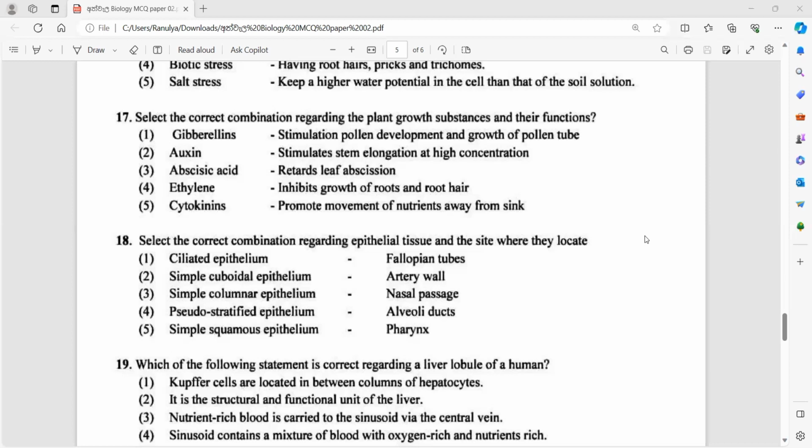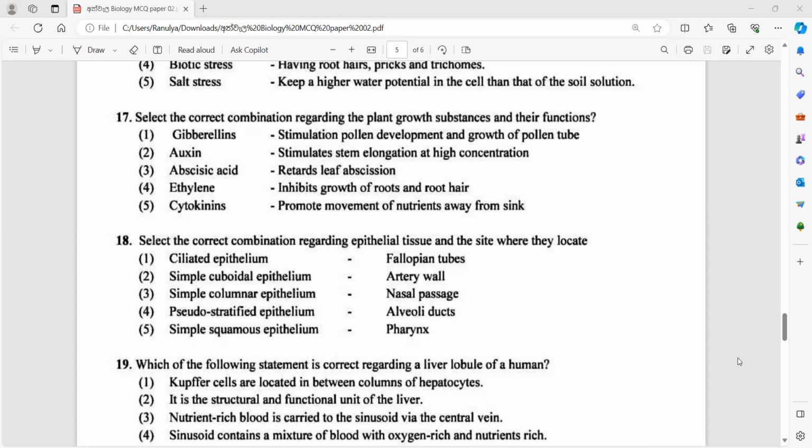18th question, select the correct combination regarding epithelial tissue and the site where they are located. Ciliated epithelium, fallopian tube, that is correct, right? Then simple cuboidal epithelium, artery wall, that is incorrect, right? Cuboidal epithelium is specialized for secretion. They are found in kidney tubules, thyroid glands, salivary glands. It is simple squamous epithelium that is found in the artery wall. Then nasal passage, simple columnar epithelium, no. That is incorrect. They have pseudostratified columnar epithelium. Alveoli ducts, pseudostratified epithelium, no. They have simple squamous epithelium. Pharynx, simple squamous epithelium, incorrect. Right? So the answer should be the first answer.